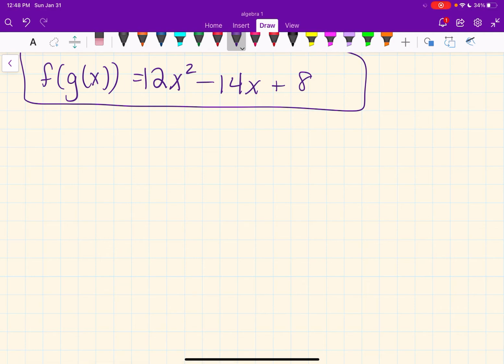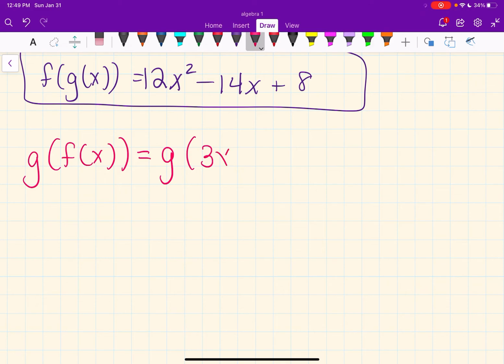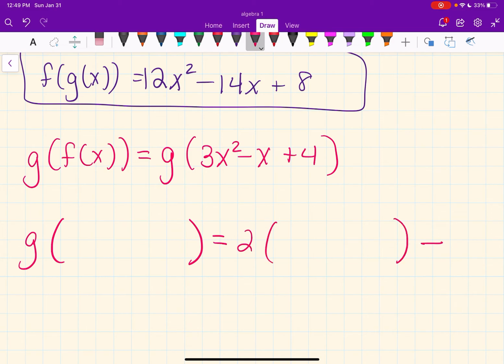So now we're still not done with this problem because we didn't do g of f of x, so we got to go backwards. So again, I immediately replace that f of x with whatever f of x equals. F of x equals 3x squared minus x plus 4. Now I just do g of blank, and it's a big blank this time, equals 2 blank minus 1, because g of x was 2x minus 1. In the blank, I put in what I just replaced f of x with, 3x squared minus x plus 4.